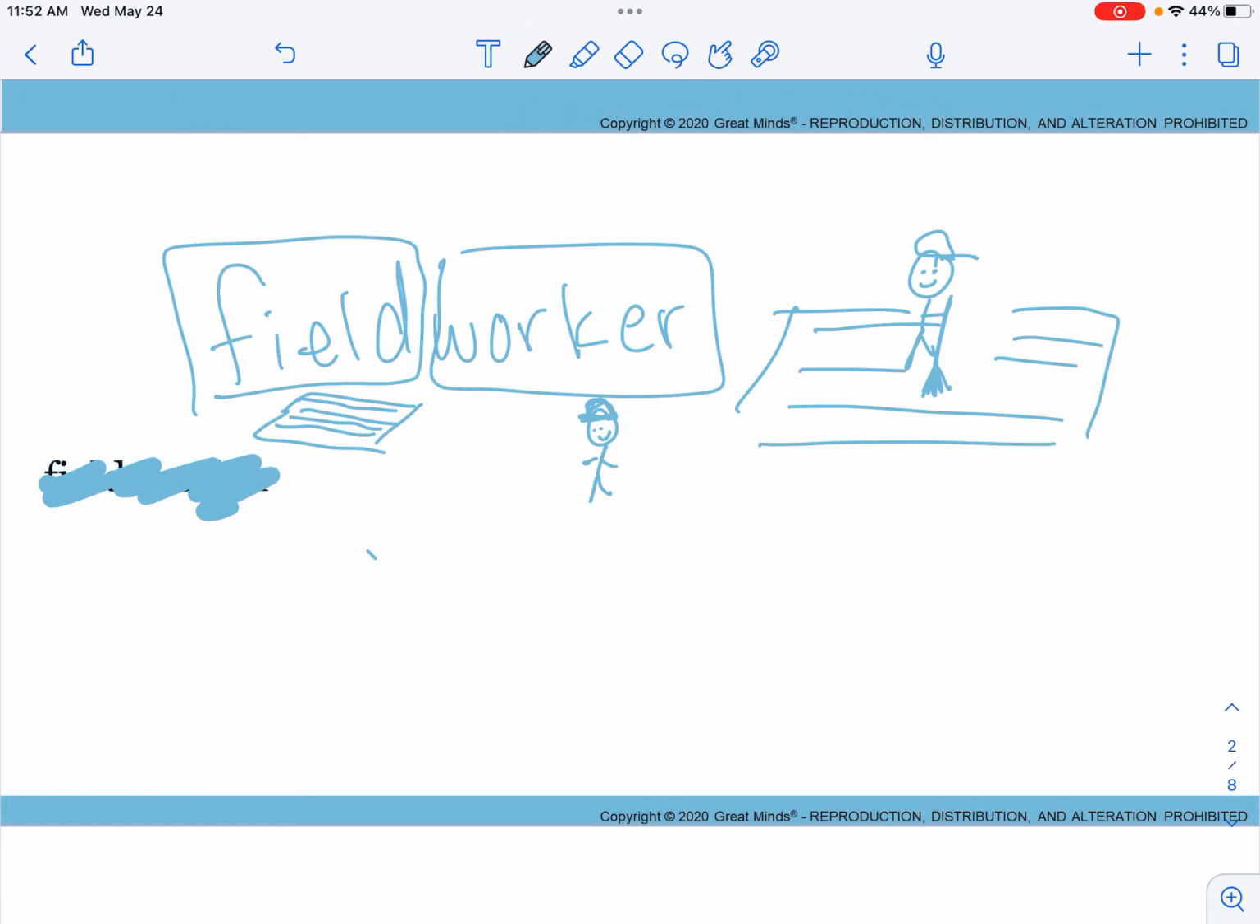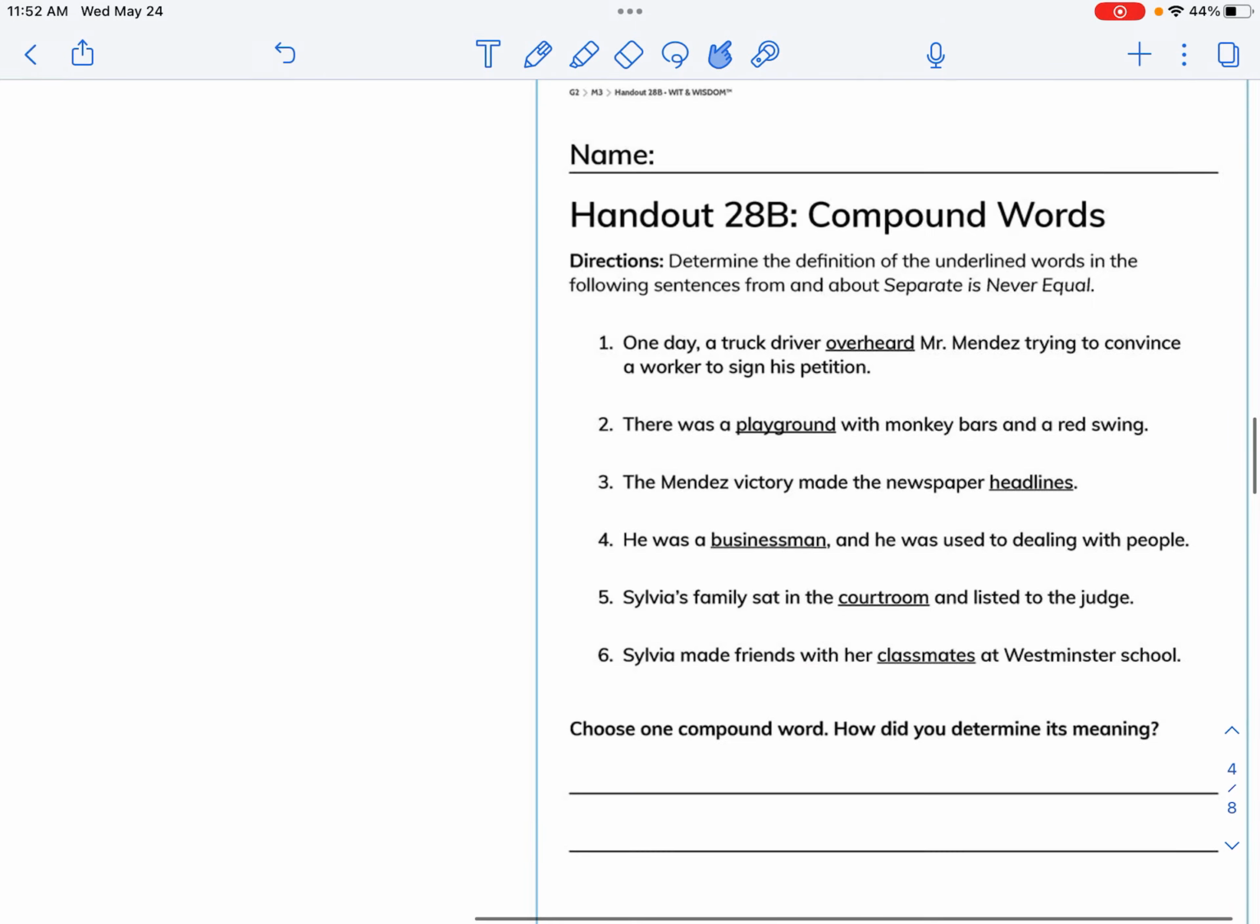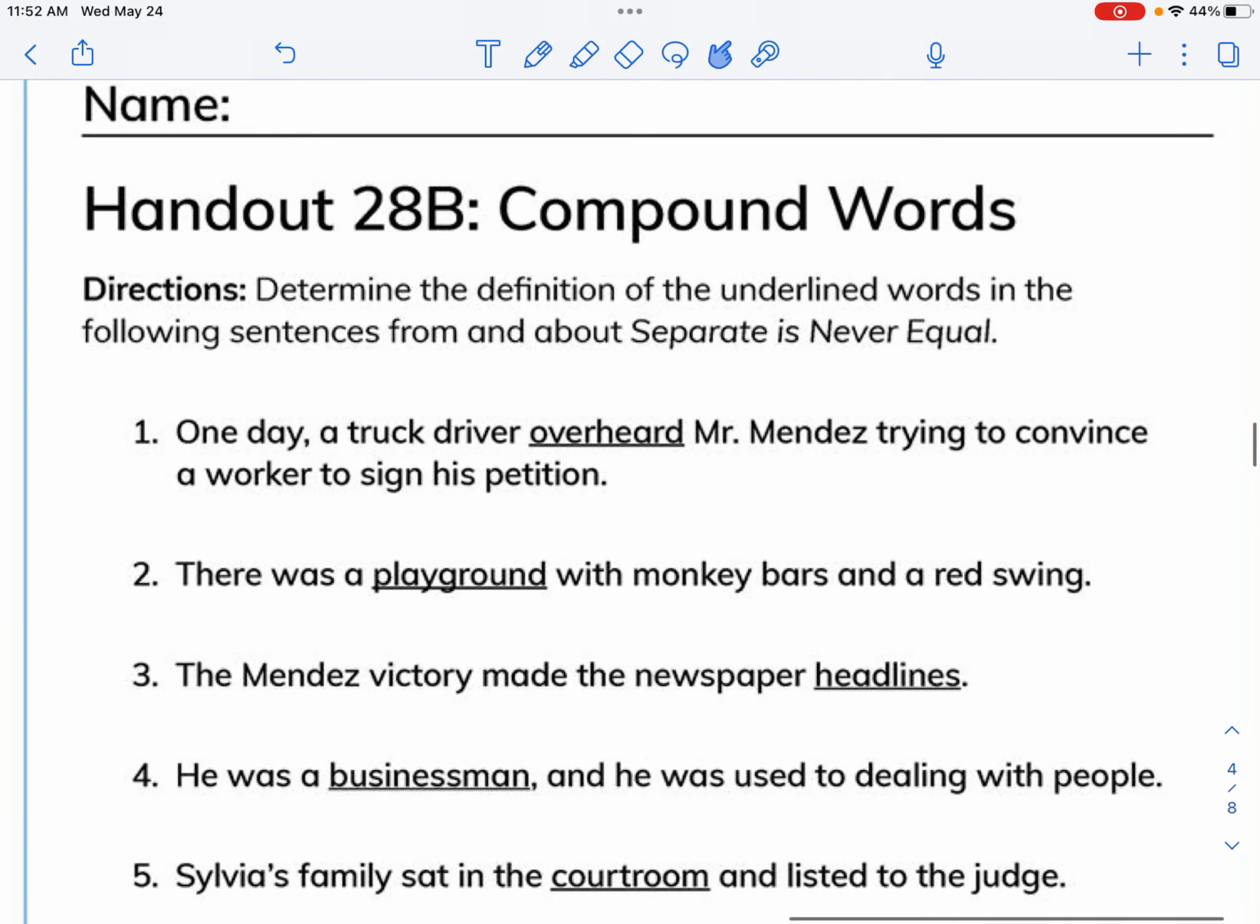Today, we are going to look at handout 28B in your blue book. Turn your book to page 28B. Pause the video if you need more time. On this page, we are going to determine the definition of the underlined words in the following sentences from and about Separate Is Never Equal. Starting with number 1. One day, a truck driver overheard Mr. Mendez trying to convince a worker to sign his petition.